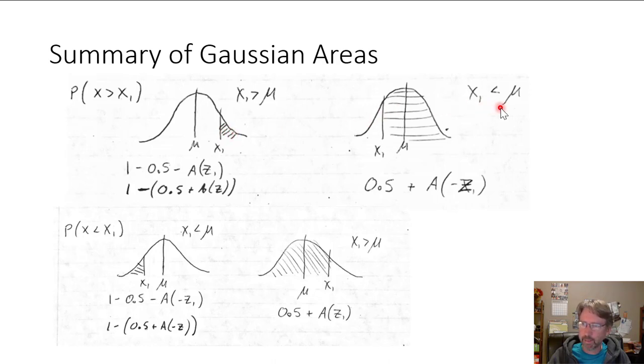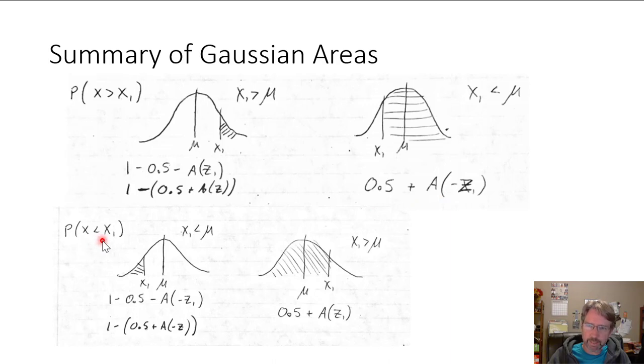If x1 is less than the mean, then we just add up the shaded areas. So this side is 0.5, and this side is what we would get if we use negative z, because z is going to be a negative number. We want a positive number here. So finding the area from the table of this one, add them together.